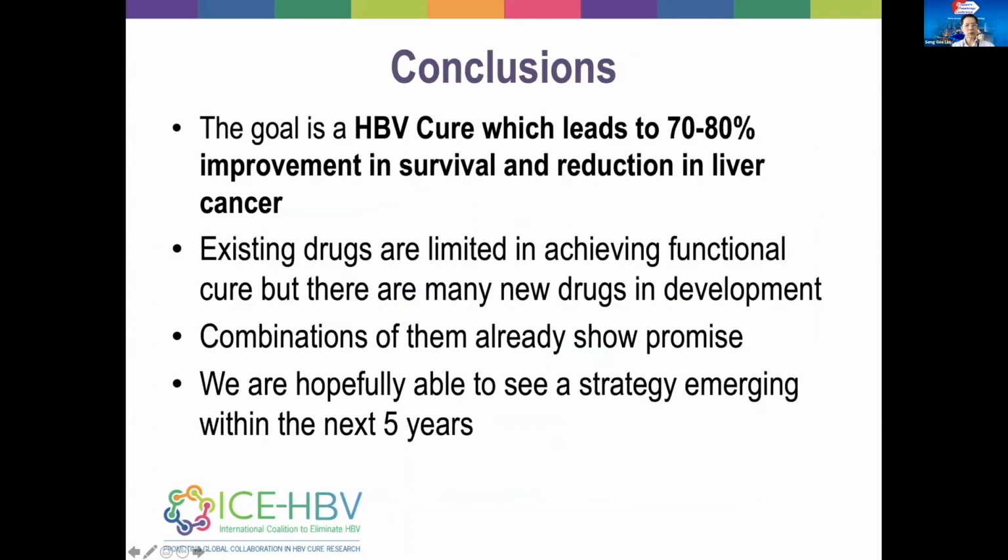So just to conclude, the goal is hepatitis B cure, which leads to a 70 to 80% improvement in survival and reduction in liver cancer. Existing drugs are limited in achieving cure, but there are many new drugs in development, and combinations already show promise. You're hopefully able to see a strategy emerging within the next 5 years.